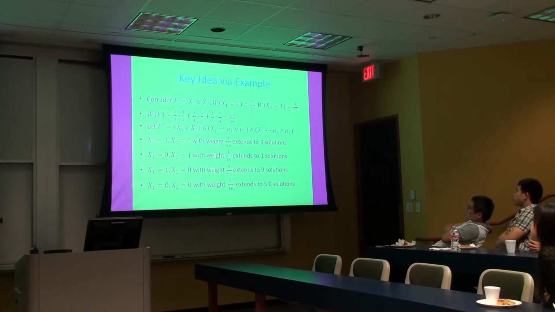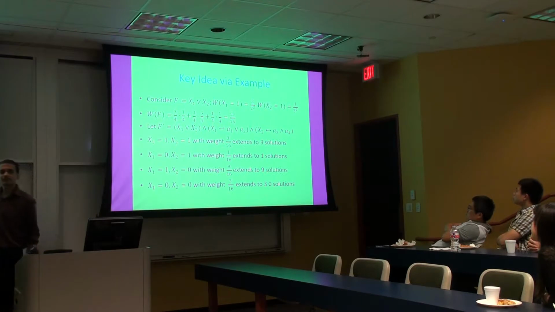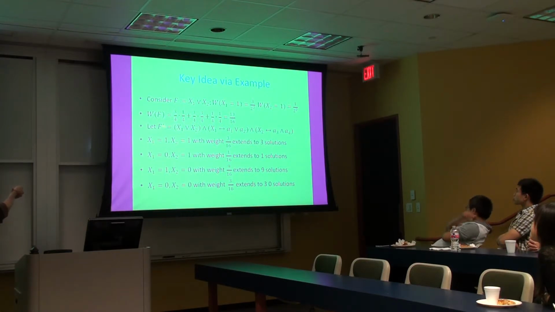Well, not really. Oh, it should have been crossed. Because this is not a satisfying assignment. So you cannot really extend it. Since in a formula all of these clauses have to be true, in this case x1 equals 0, x2 equals 0, you can't really extend it to make a satisfying assignment. Okay?